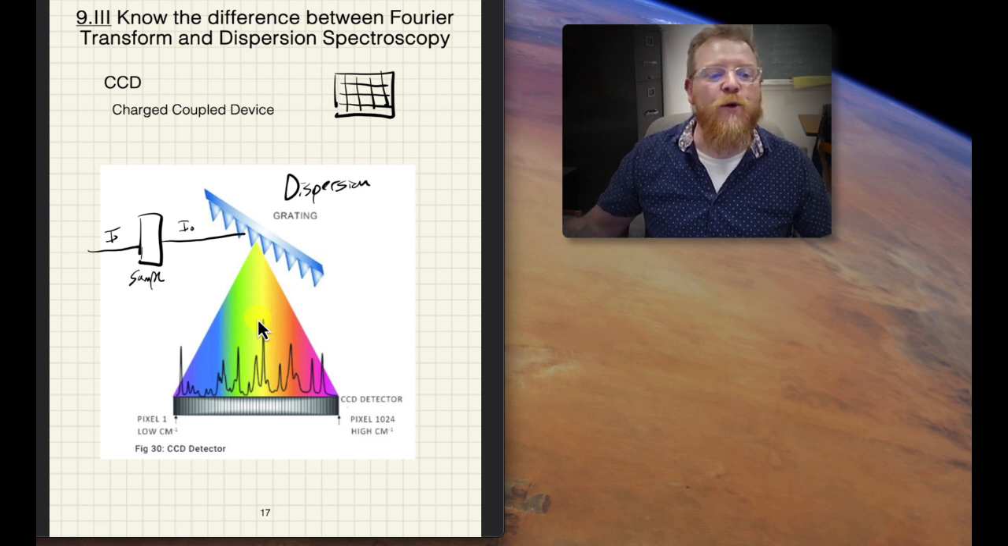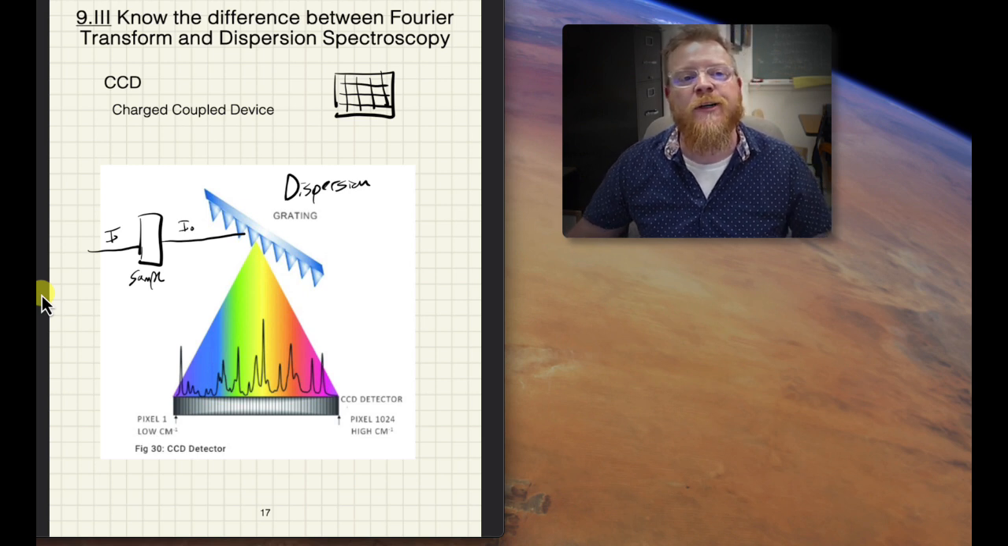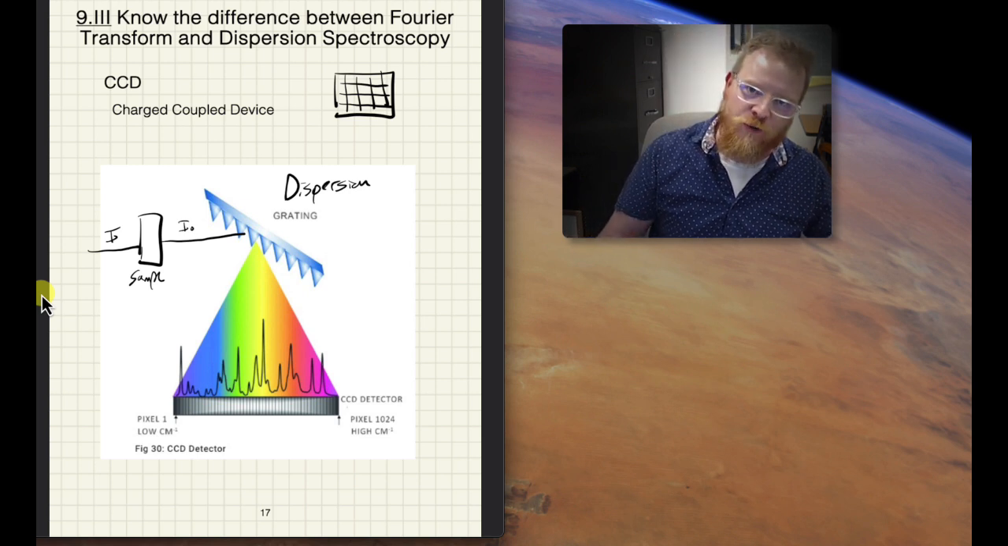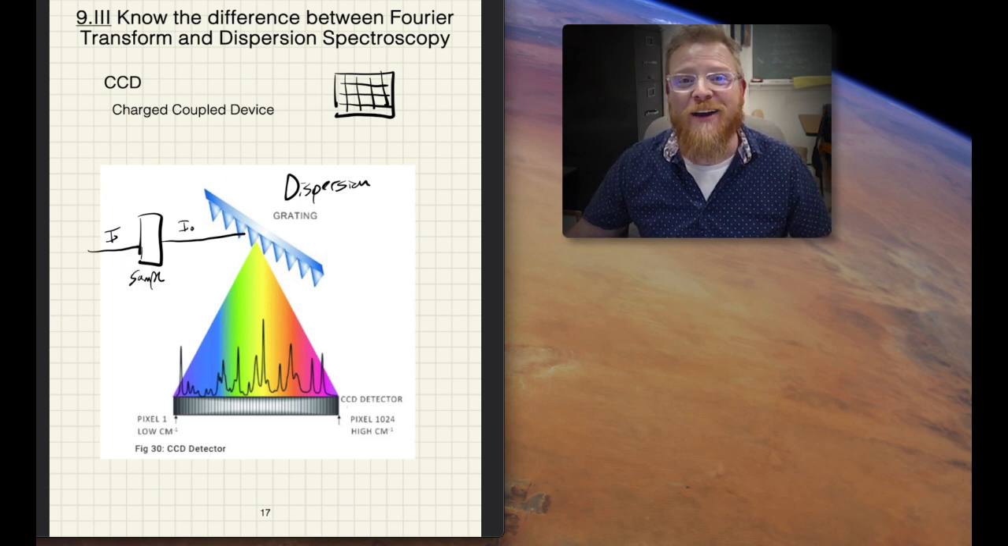Okay, folks, so I know you've probably talked about this a lot in some of your other classes, but I wanted to make sure we could have an appreciation for why we have the Fourier transform technique and why we have the dispersion technique. Okay, I'll see you in the next video.